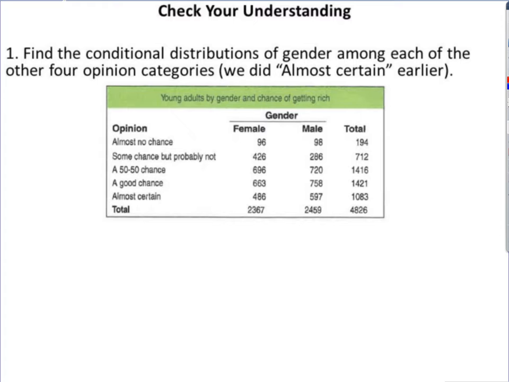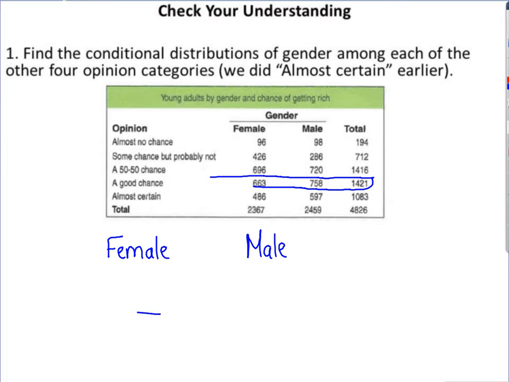So let's check our understanding. We need to find the conditional distribution of gender among each of the 5 opinion categories. We did almost certain earlier, so we need to find the other ones. Now let's look at a good chance. Of the people surveyed, there were 1,421 people who said there was a good chance that they would be rich. So that's going to be our denominator for each of them.